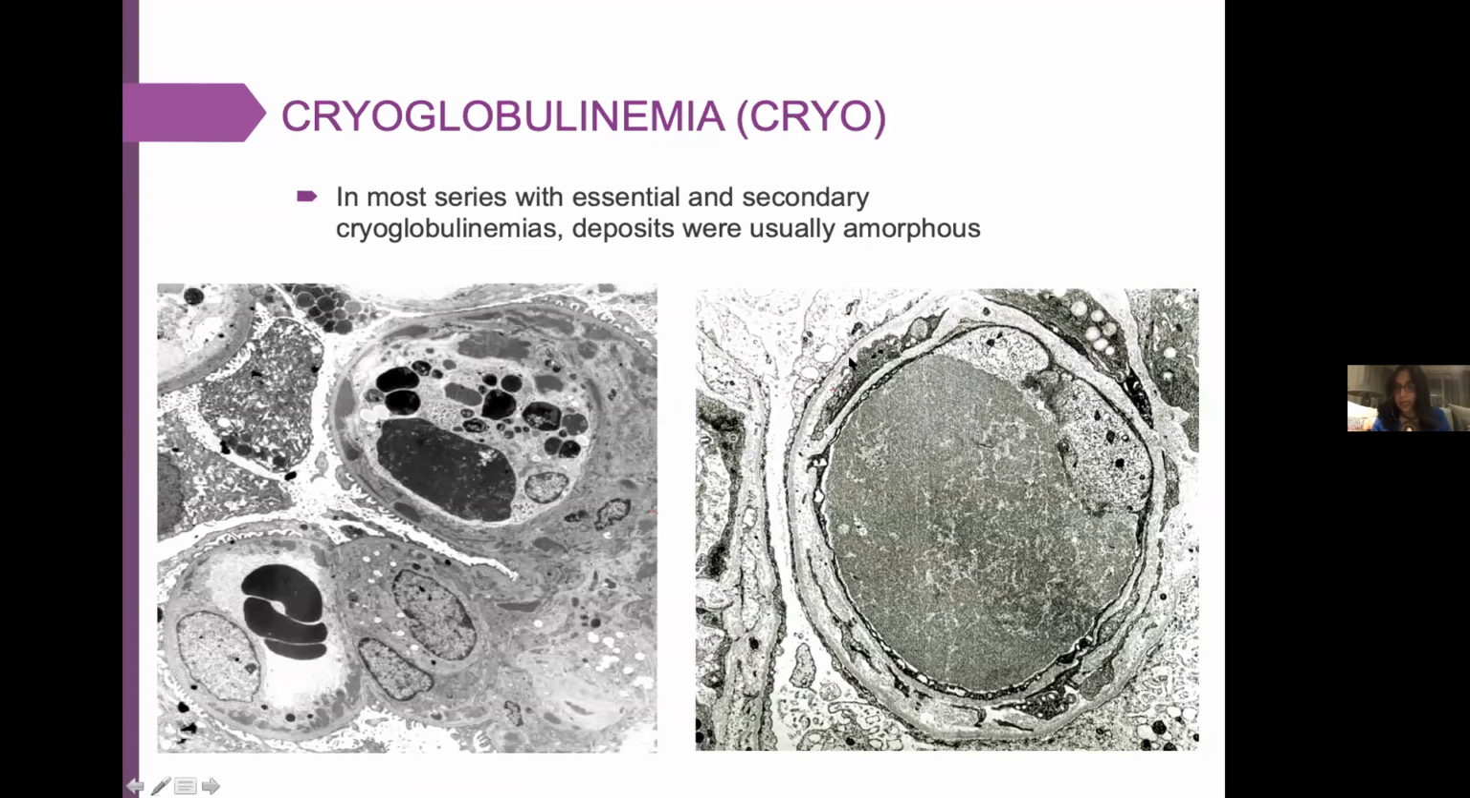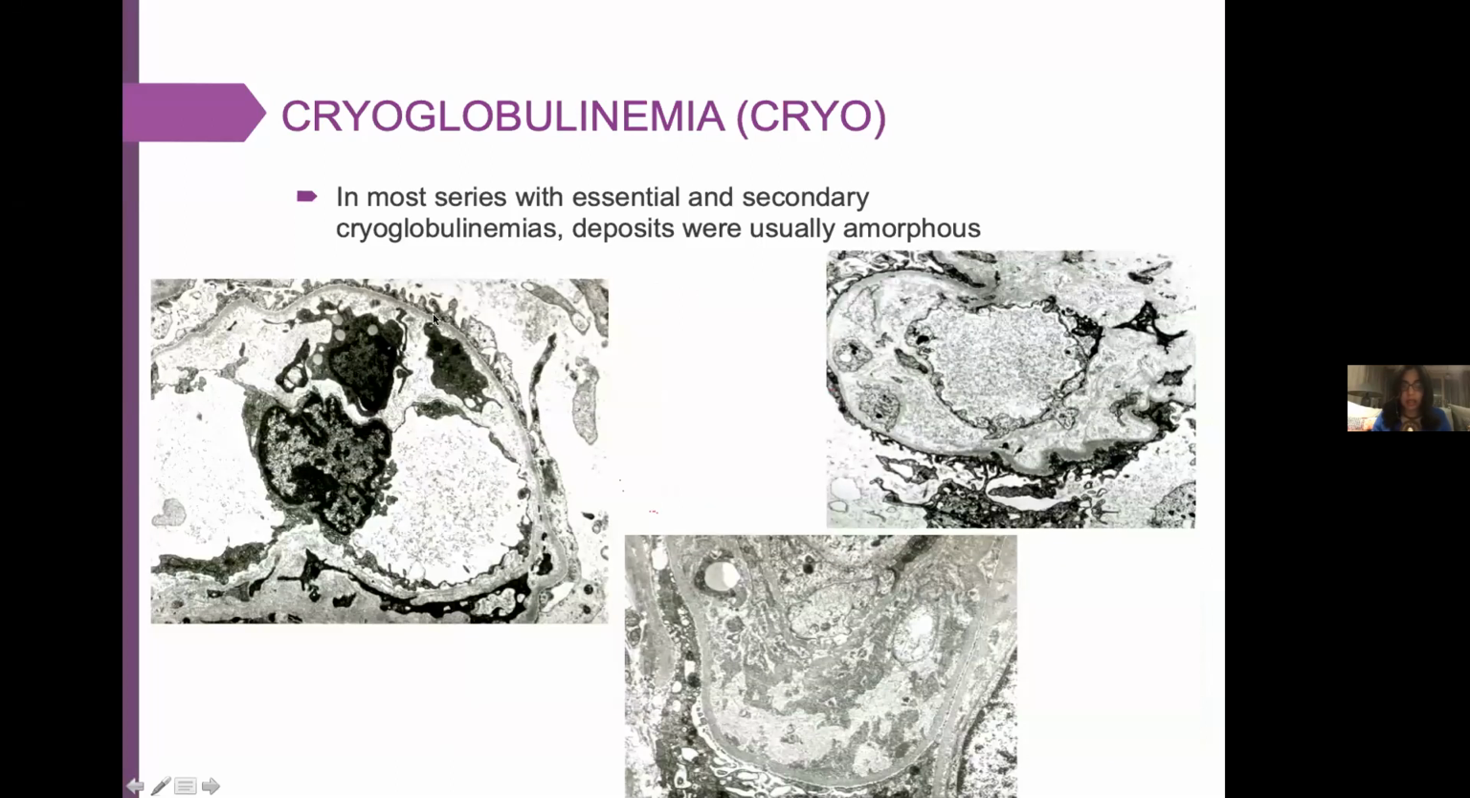And you get the duplication of the basement membrane, and this is a very large, nice cryo occluding the capillary lumen. Later on, you're not going to see anything, just the duplication of the glomerular basement membrane, some resolved deposits, and even the changes in the GBM can mimic those of TMA.